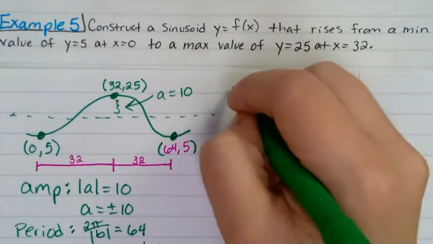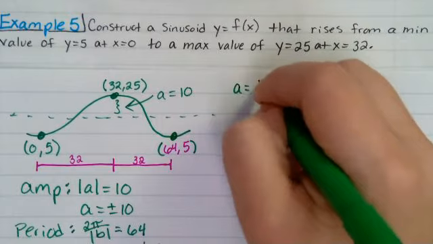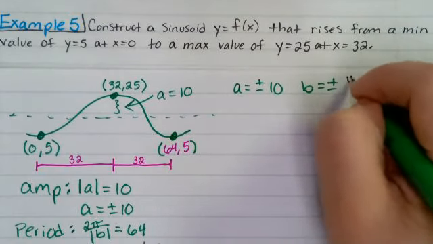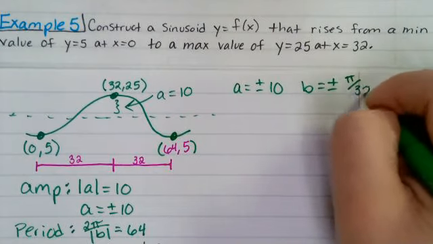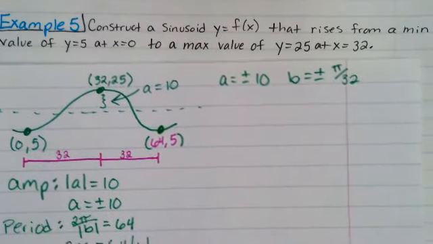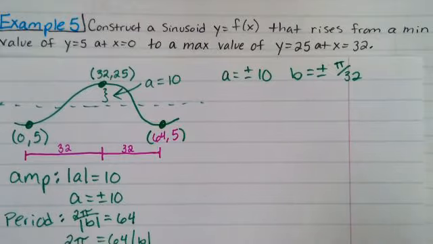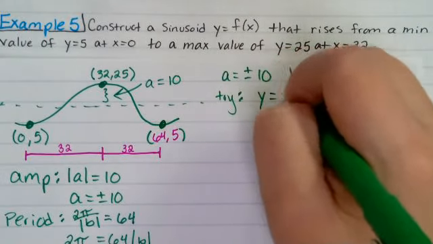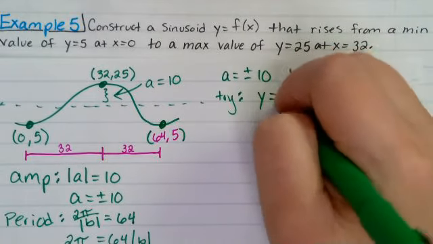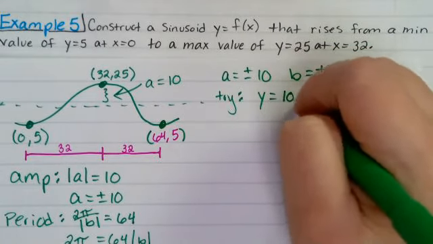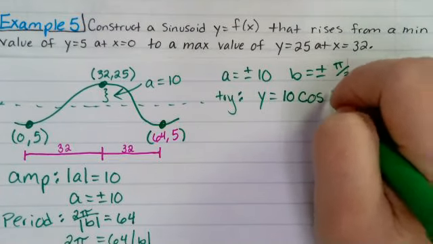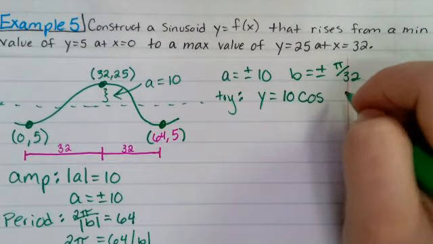I'm going to rewrite up here just for reference. A is positive or negative 10. B is positive or negative pi over 32. That way I don't have to keep going up and down off the paper. All right, let's try a cosine. Y equals, maybe try the positive 10, cosine, and let's try positive pi over 32 and just see what happens there.